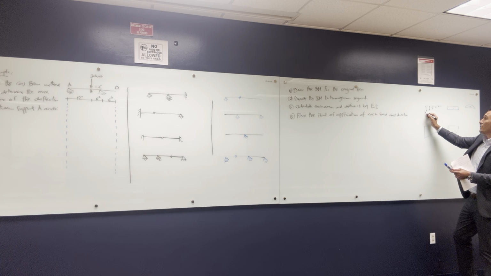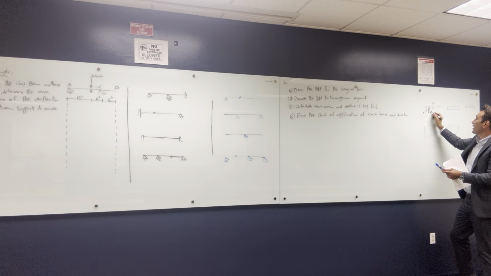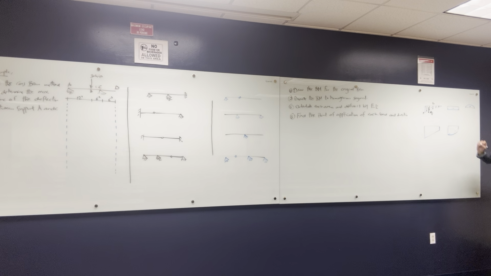So I need to find what the value is here. If the value here is M and this length is L, the resultant is at 1/3 from here and it's equal to ML over 2, right? Okay, how about this? If this is M and this is M and they are equal and this is L, where is the resultant? It's here, right? And what is the value? ML.